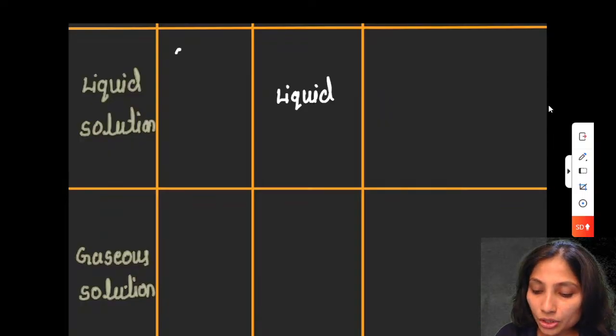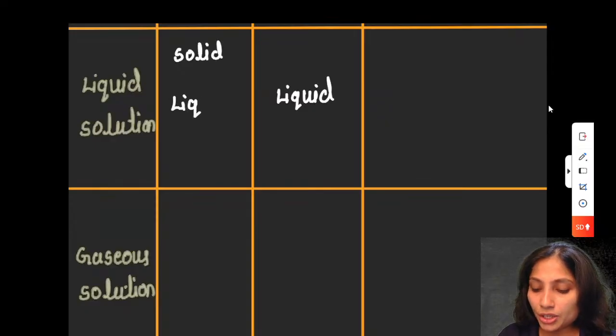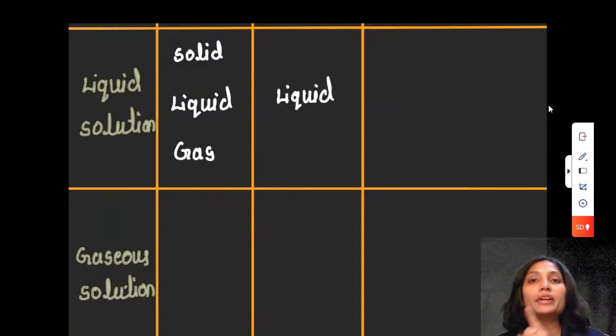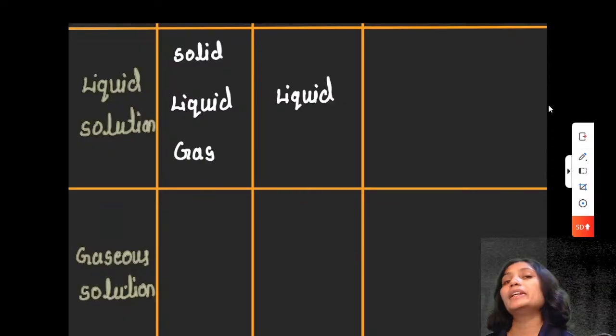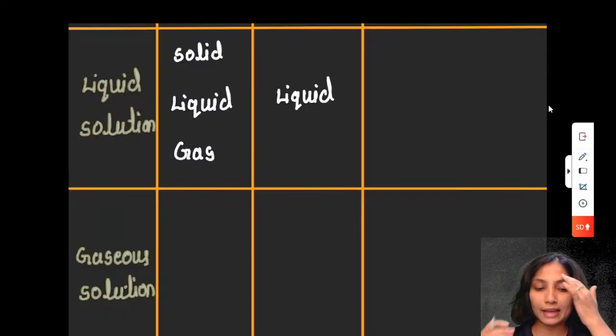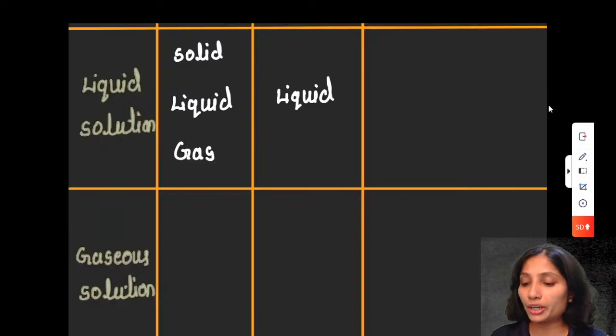Solute can be present in solid state, solute can be present in liquid state, or solute can be present in gaseous state. Okay, so solid solute dissolved in liquid solvent, or liquid dissolved in liquid, or gas dissolved in liquid. All these are examples for liquid solution where solvent will be liquid. The solute can be in any of the states. Let's go to example for this one. Solid in liquid. Which example? Simple example. Salt water you can take.